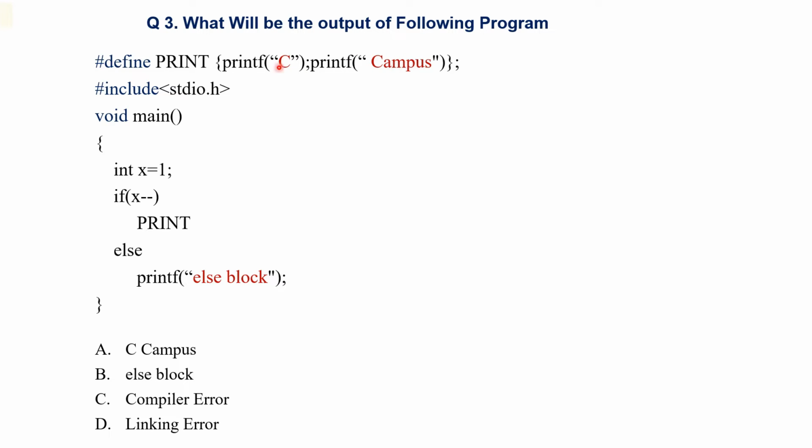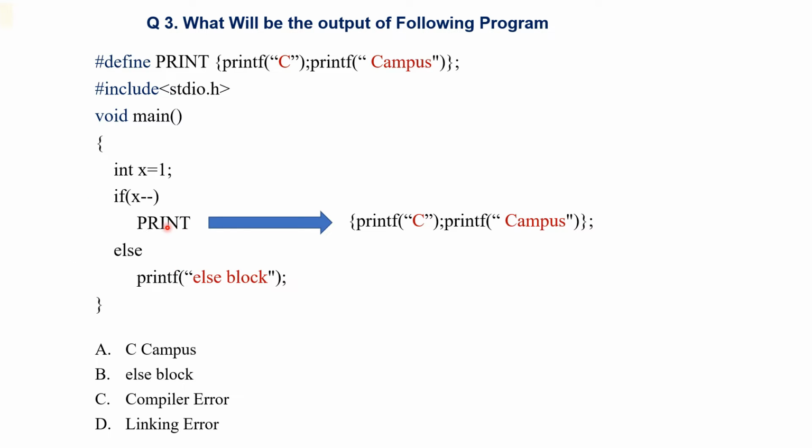That means whenever this macro appears in this program, it will be replaced with this string. So the macro print is used here. Therefore this print will be replaced with this code before compilation, because this is a preprocessor directive and it will be executed before compilation.